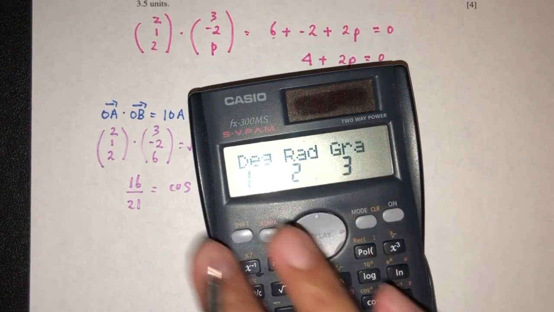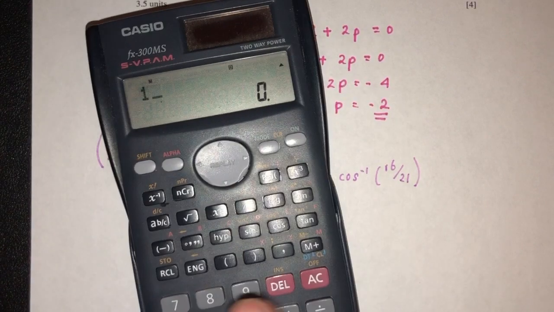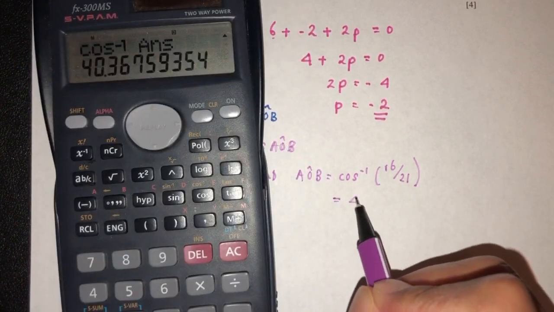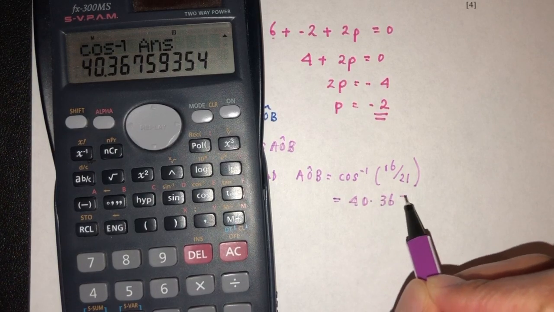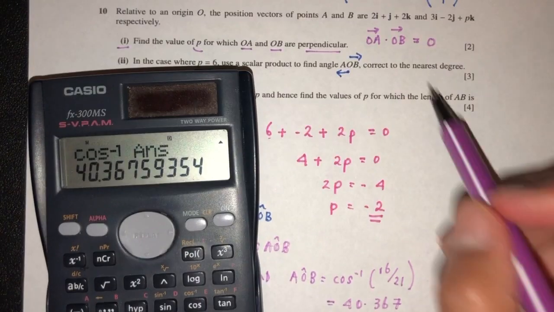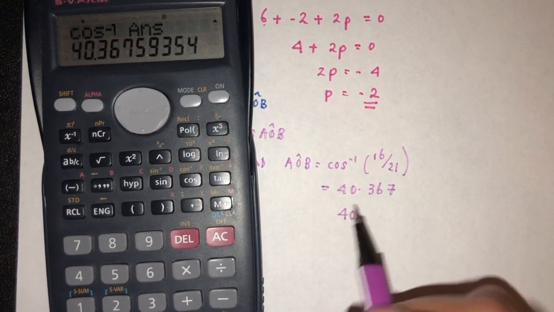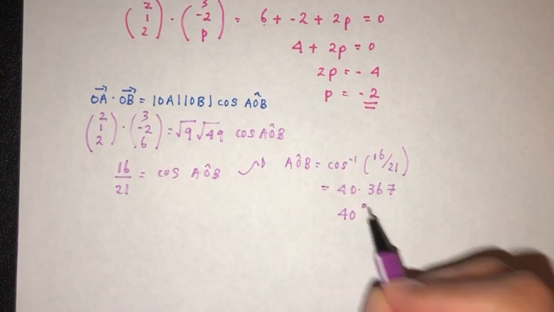Now it has to be in terms of degrees. Over here we have 16 divided by 21, cos inverse, that will be 40.367. However, we need to provide the value correct to the nearest degree. That will be 40 degrees as your answer.